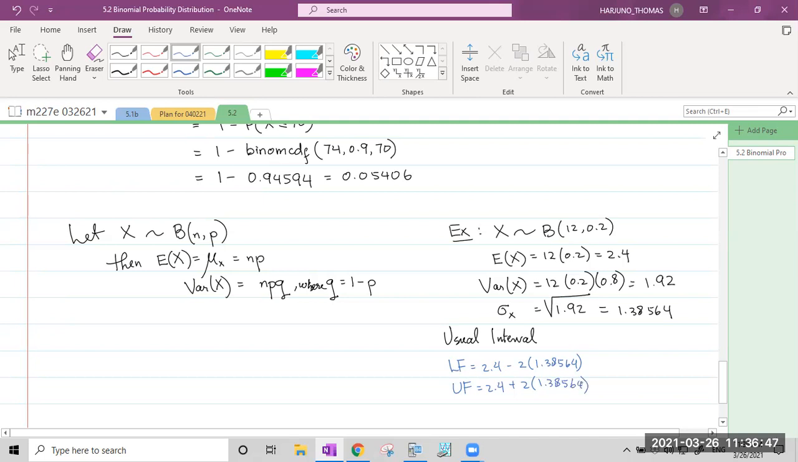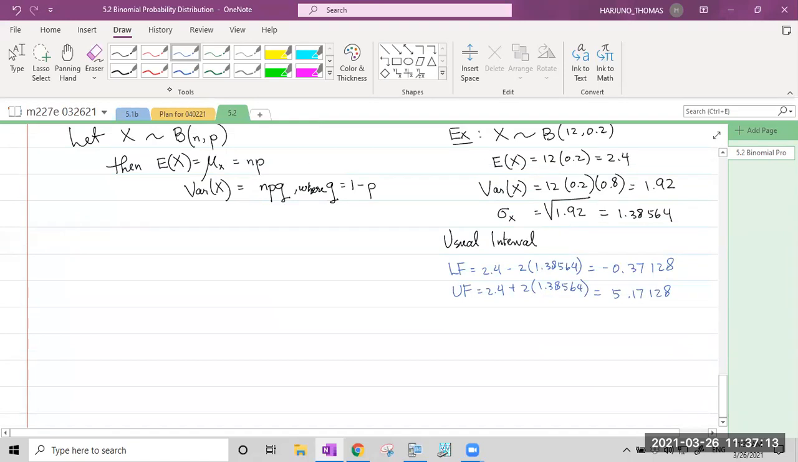2.4 minus 2 times 1.38564. That's negative 0.37128. For the plus, that's 5.17128. So the usual interval will be from negative something to 5 point something. So any outcomes outside of this usual interval will be outliers.